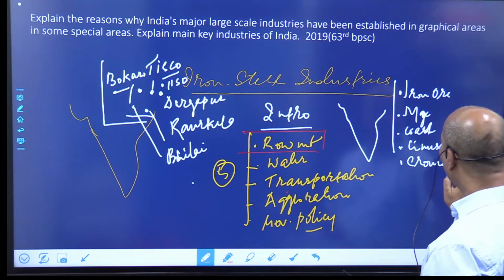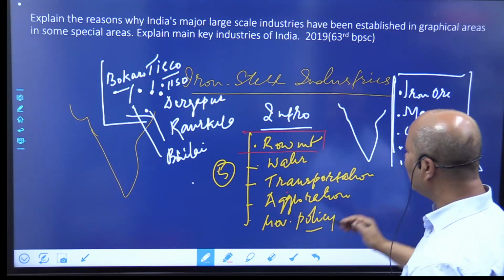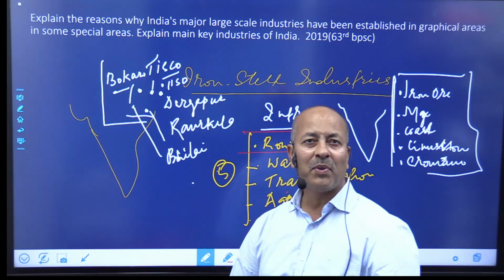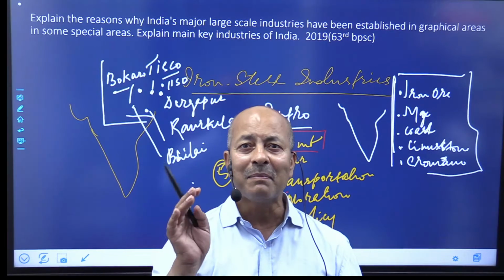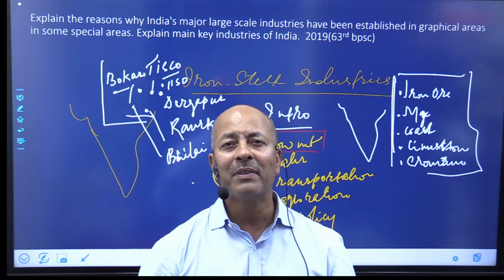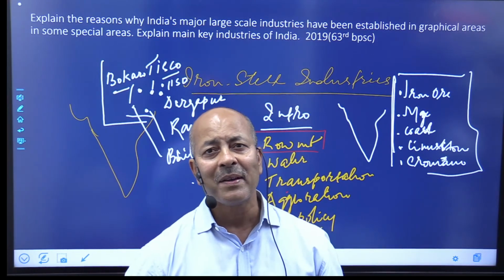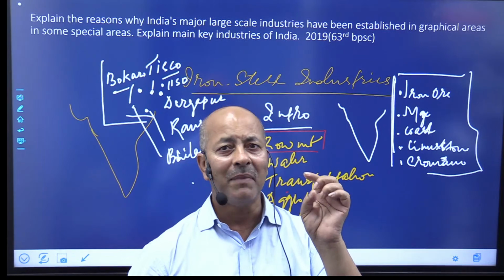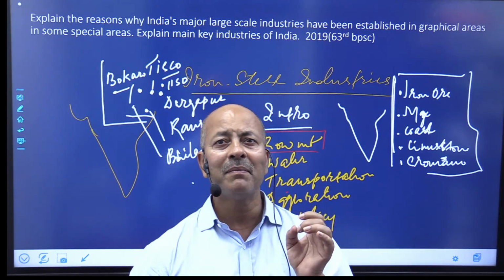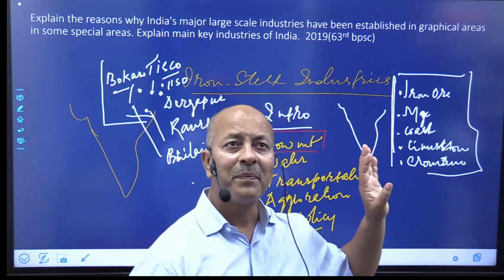So we have 5 major minerals for the location of industry. For the detailed analysis, try to remember the 5 basic minerals required for the manufacturing of iron and steel: iron ore, manganese, chromium, limestone, and also coal.